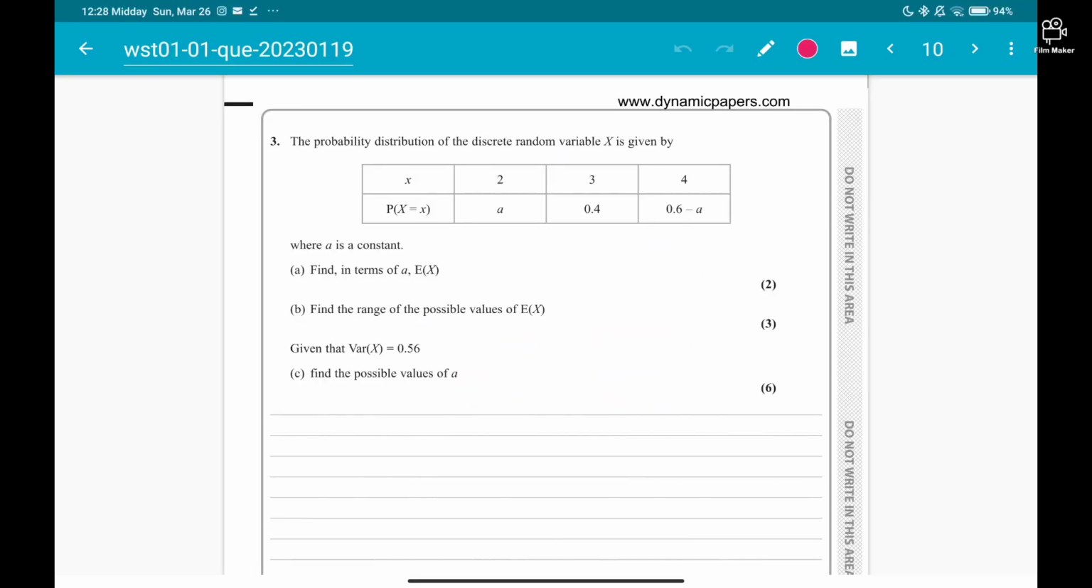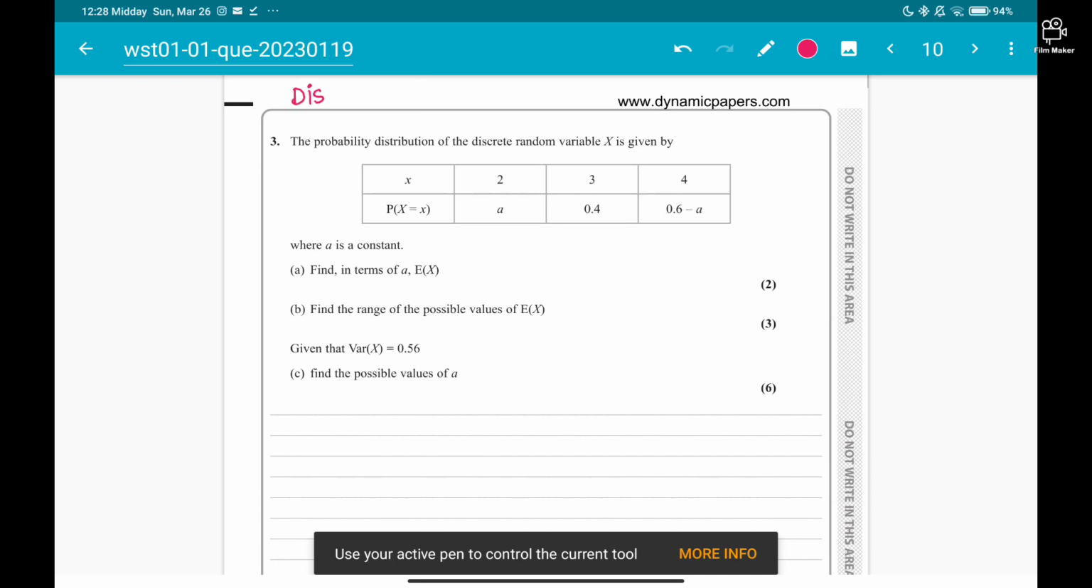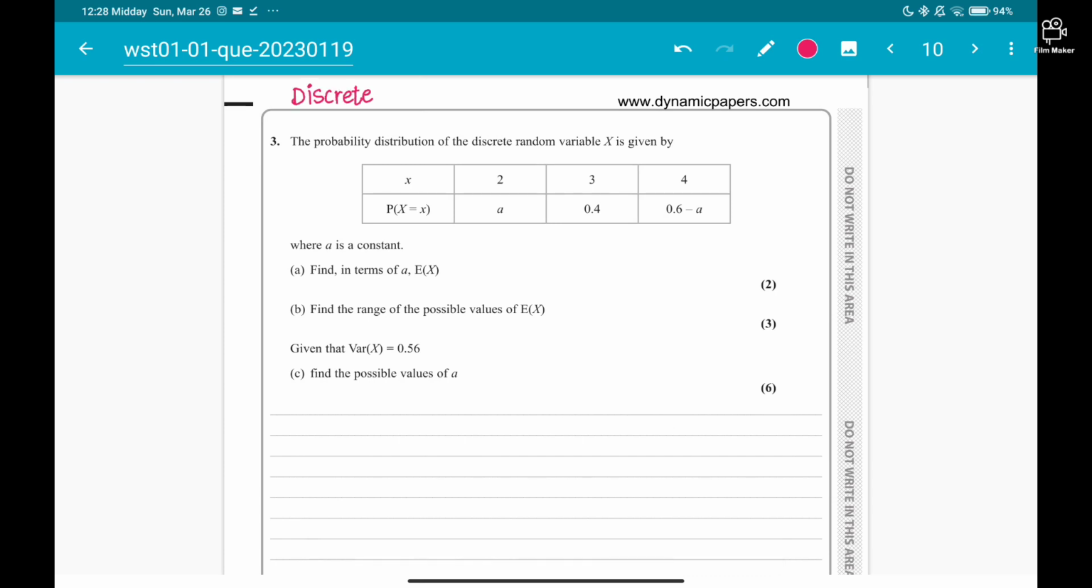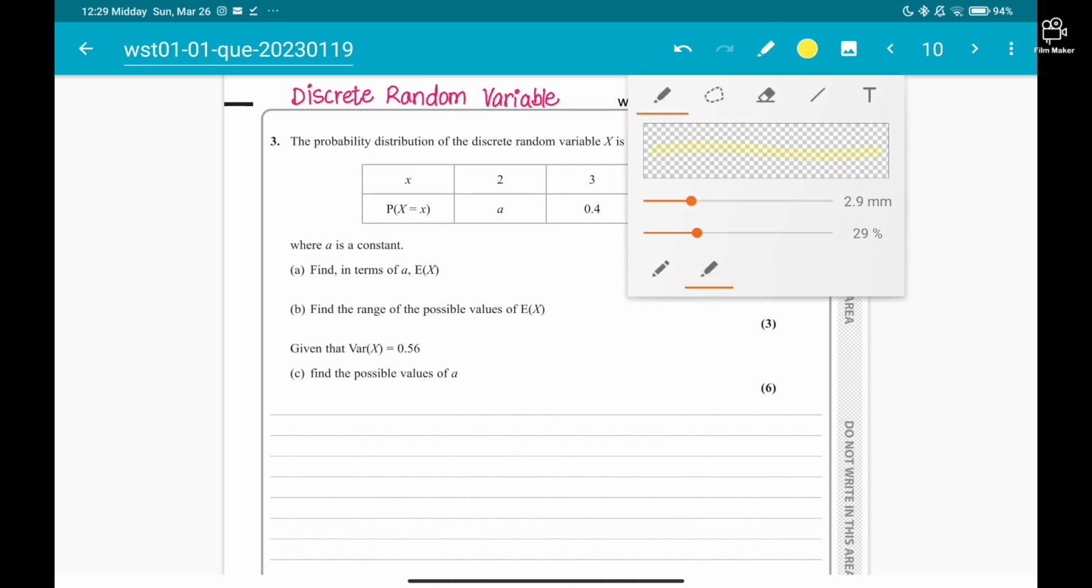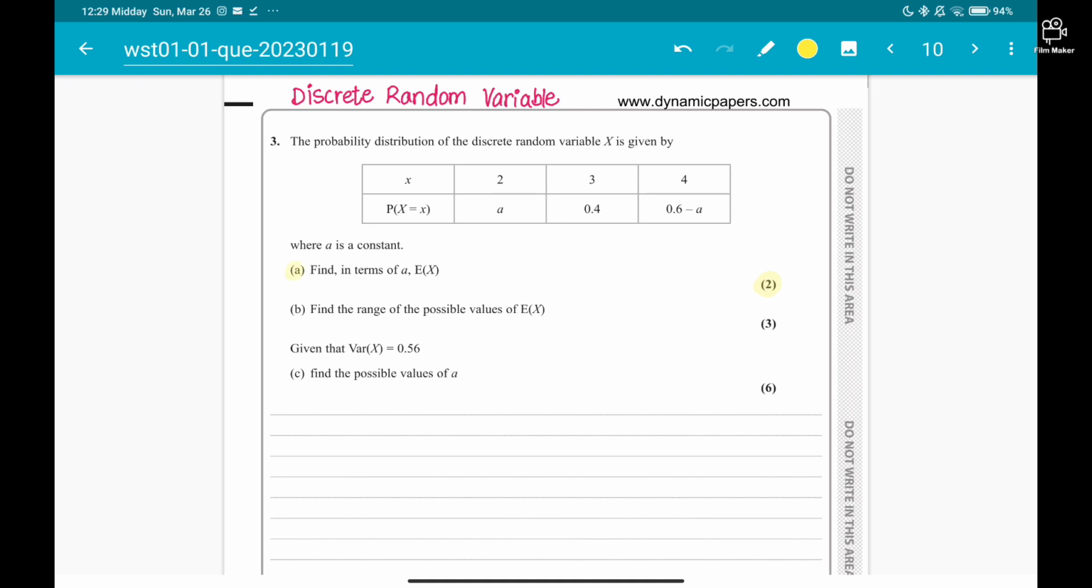Okay, students, so question number 3 of this January 2023 statistics paper of Edexcel is based on the discrete random variable chapter, in which we have been given the information of a probability distribution, and we have to find the mean and variance and a couple of other parts. So let's get started with the discrete random variable question, question number 3, in which for the first 2 marks, for part A, you have to find, in terms of a, the mean of X.